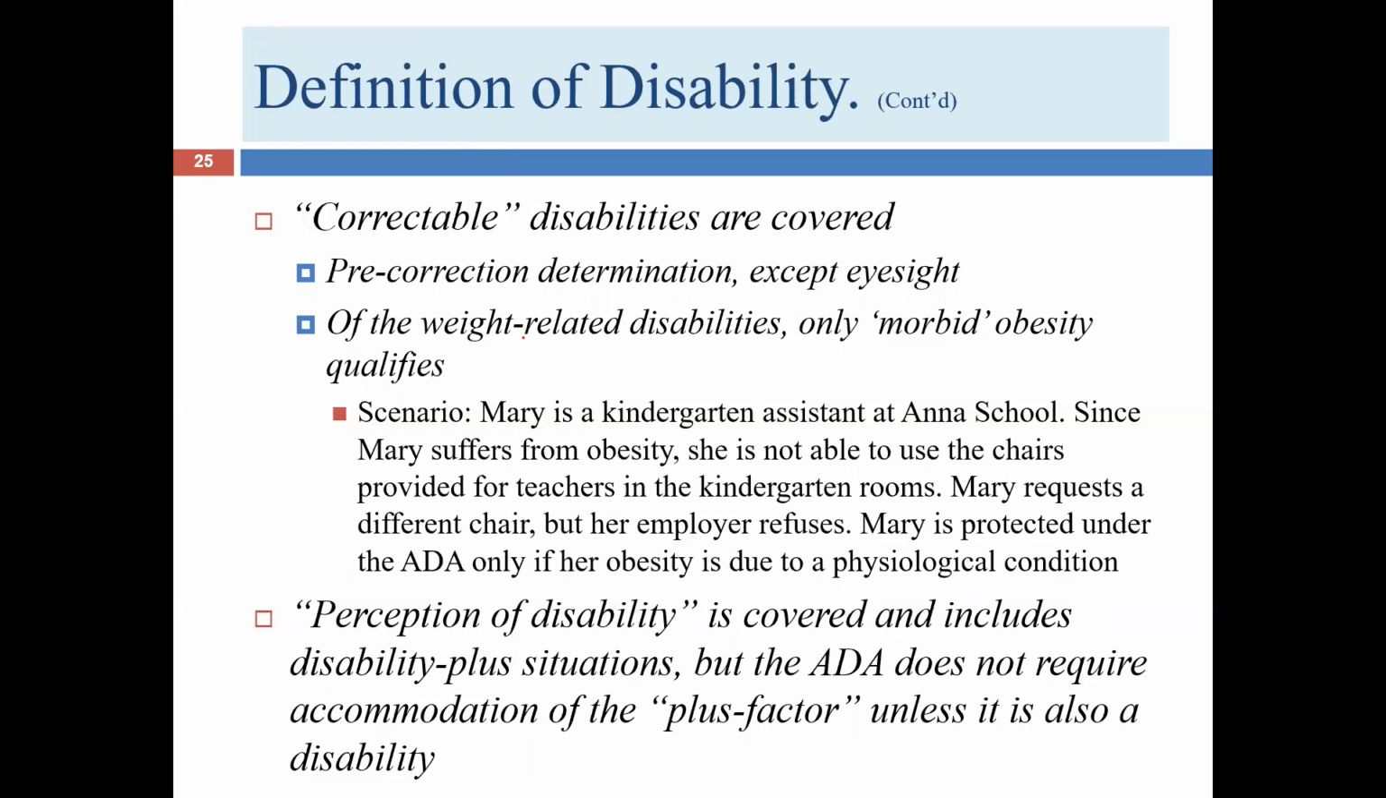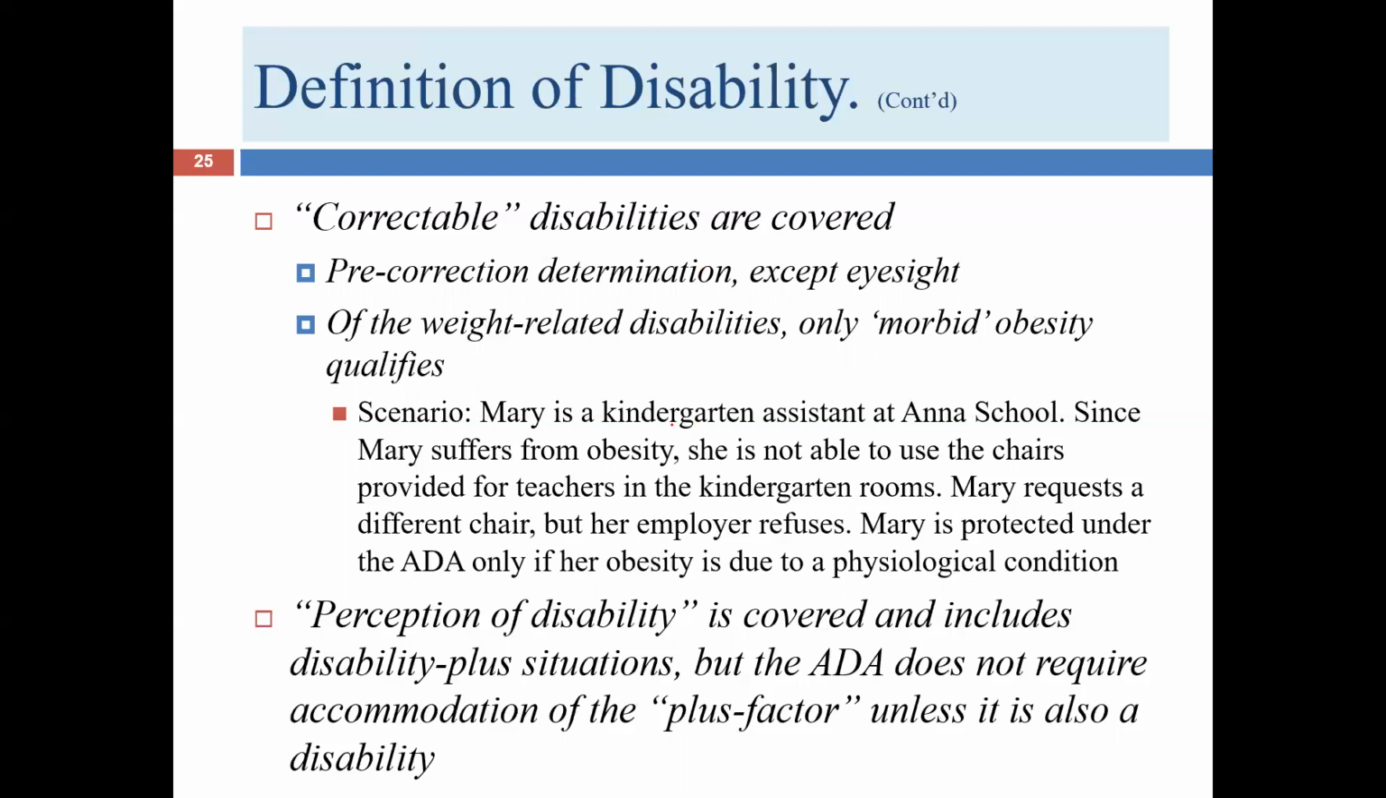Okay, so let's talk about weight-related disabilities. Probably only morbid obesity is going to be covered as a disability. Simply being overweight, or even meeting the technical definition of obesity but not reaching the morbid obesity threshold, that person is not going to be disabled. Now, of course, the person could be disabled for another reason. Maybe the obesity is a symptom of a larger disability. But that condition in and of itself is not enough to be considered a disability.